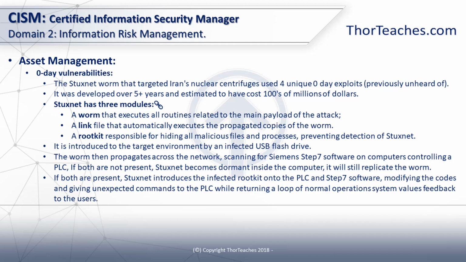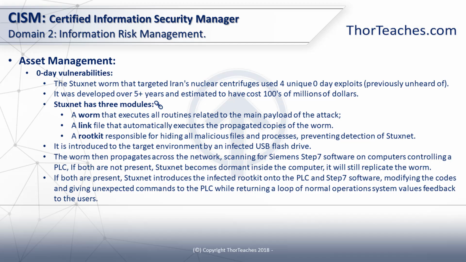If both were not present, Stuxnet would just become dormant inside that computer, but the replication would continue. It would replicate itself to other devices. And it is believed to have infected hundreds of millions of devices. But since it was so specifically designed only to look for Siemens Step 7 PLCs and the uranium centrifuges, on pretty much any of those 100 millions of systems, it would just be the worm.